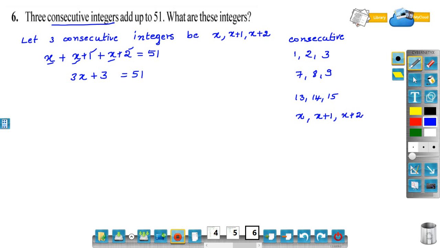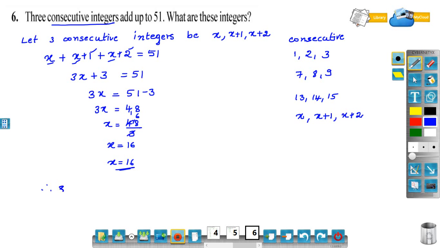by transpose method. In this, we have to move 3 to the right side. So 3x is equal to 51 minus 3. So 3x is equal to 51 minus 3, which is 48. x is equal to 48 by 3. 3 ones are 3, 1 remains, 18, 3 sixes are 18. So x is equal to 16.